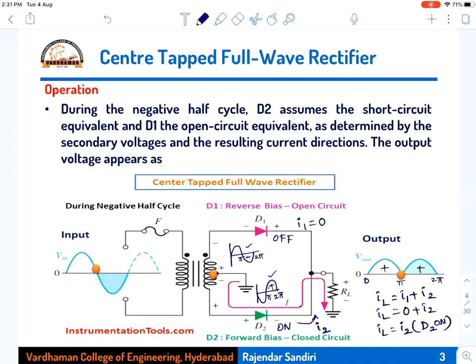First half cycle is because of current I1 in the diode D1. The second half portion, between pi to 2 pi, is because of the diode D2 which is on, that is I2. So together, I1 and I2 make the total current IL. So the first half cycle is because of I1, the second half cycle is because of I2, and it is almost like two half wave rectifiers. 0 to pi is the first diode's half wave rectified output. Pi to 2 pi is the second diode's half wave rectified output. Suppose you take the current I1, the shape will be like this: 0 to pi, pi to 2 pi.